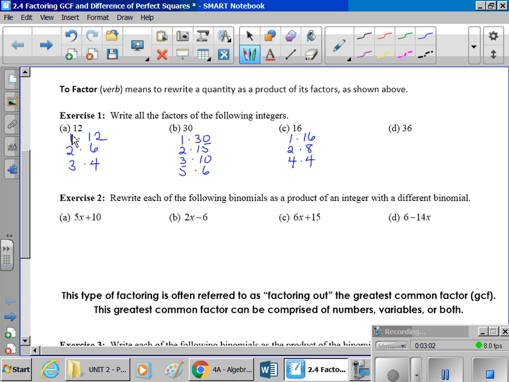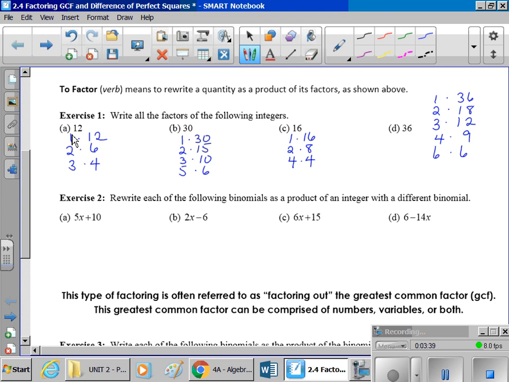And 36, let's start up here. I'm thinking we're going to have a few extras here. 1 times 36, 2 times 18, 3 times 12, 4 times 9, 5 doesn't go in, 6 times 6. Then we're done. Okay, so that will absolutely come into play when we start doing factoring of trinomials, and we need to come up with numbers that multiply together to give us a number. So we will hit that skill one more time in this unit.